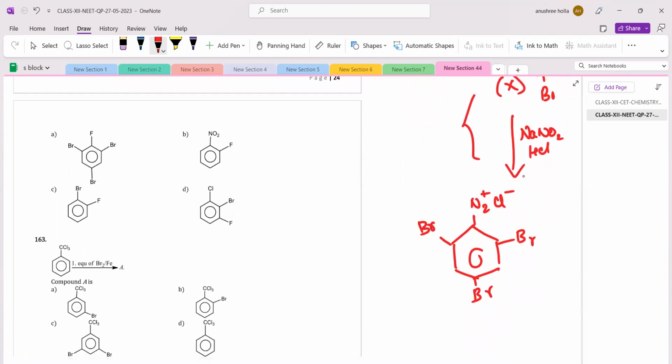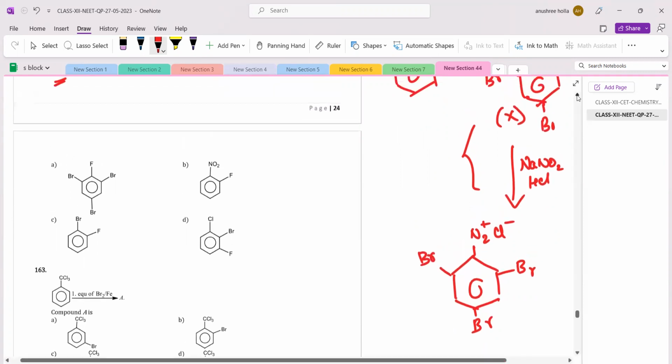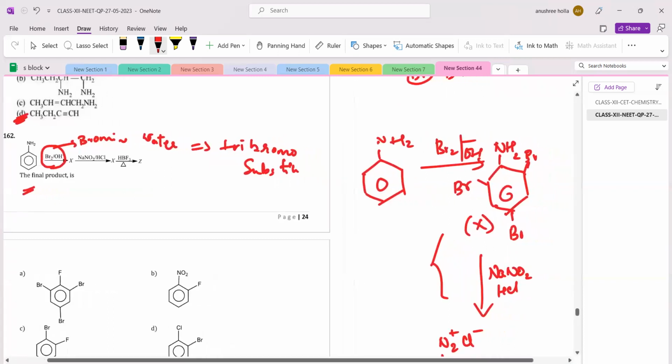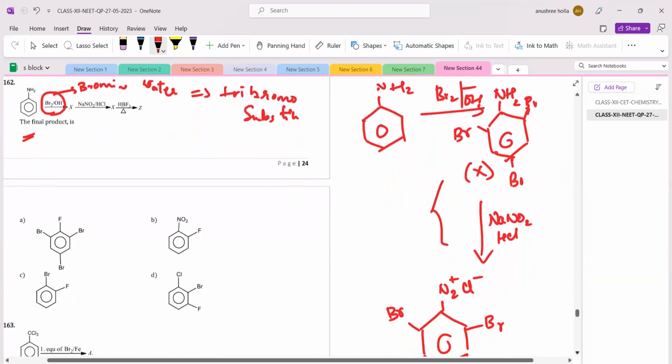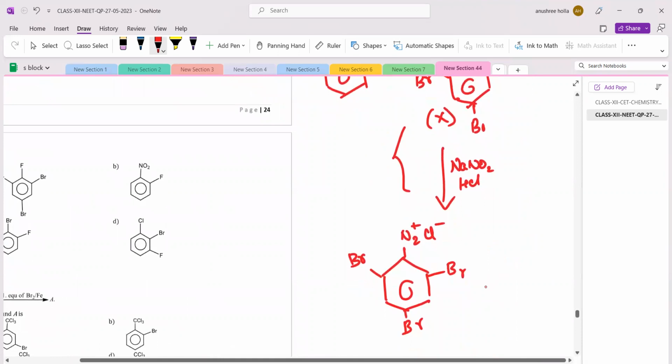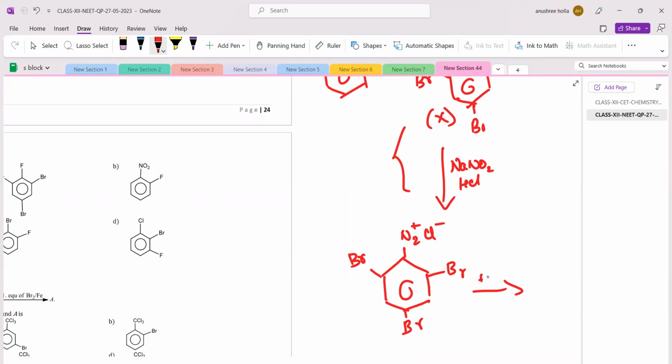So what's in the next step? In the next step, they are adding HBF4. This particular reaction would be the Balz-Schiemann reaction. If you were taking copper chloride or copper bromide, it would be the Sandmeyer reaction. But since I'm taking HBF4 and heating this, this is a simple Balz-Schiemann reaction.